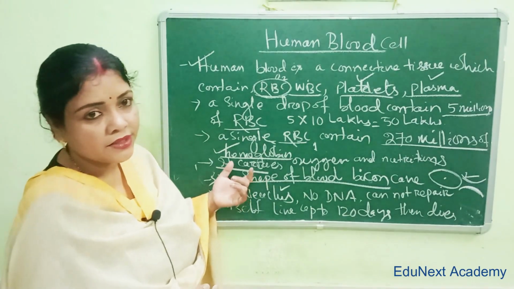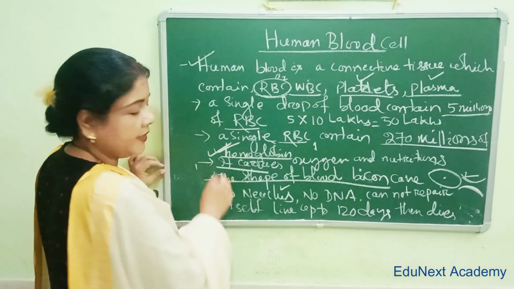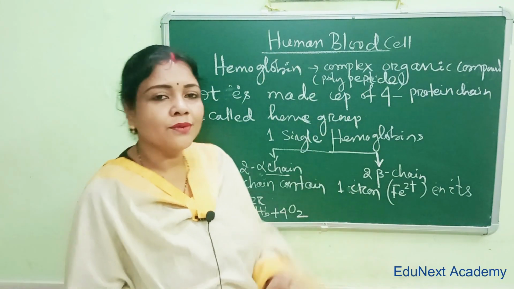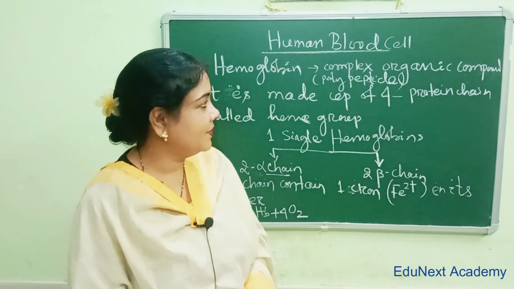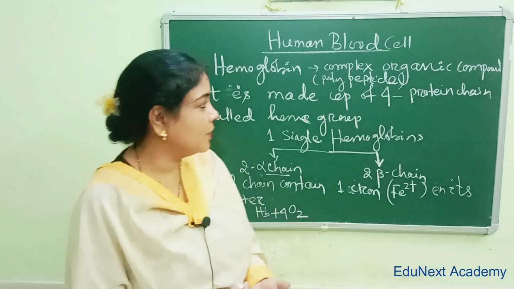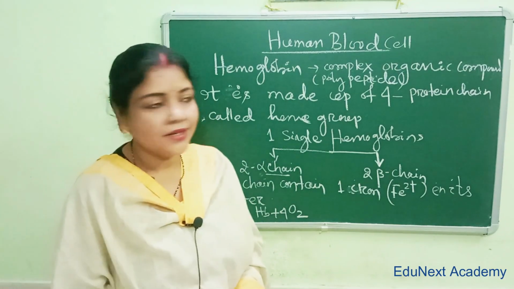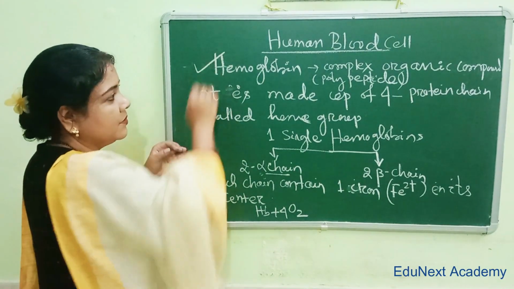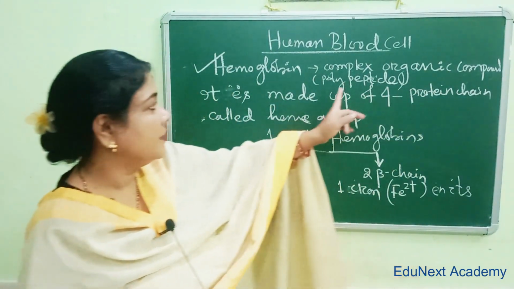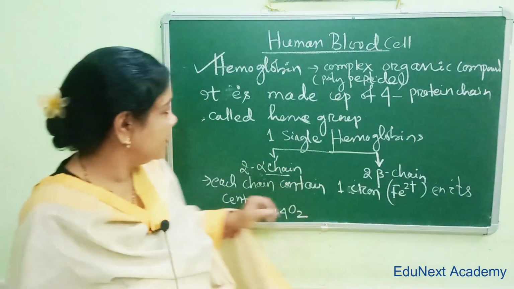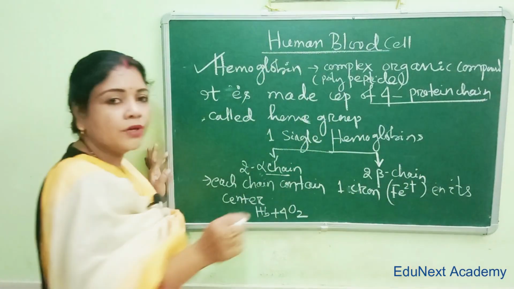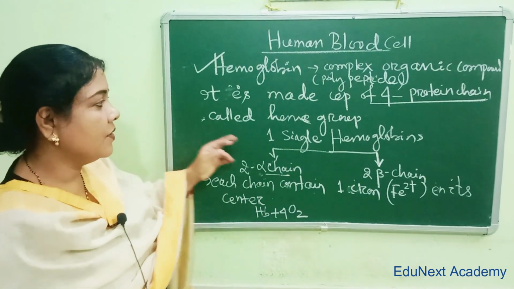Very simple. Now let us discuss hemoglobin. Hemoglobin is a complex organic compound made up of polypeptides. A polypeptide is a protein chain. You have to remember that hemoglobin is an organic compound made of polypeptide chains. It is made up of 4 protein chains, that means 4 polypeptide chains. This is called the heme group.